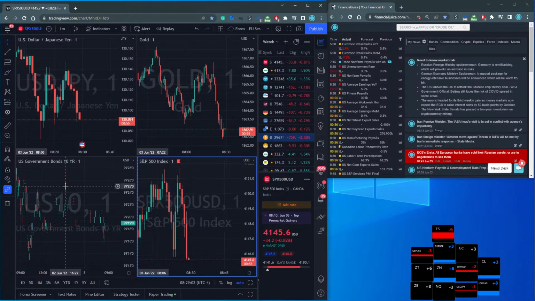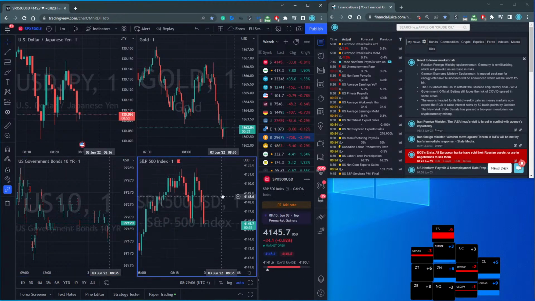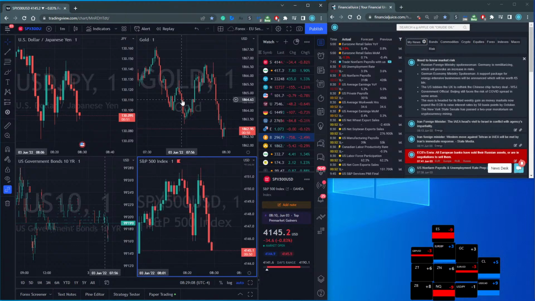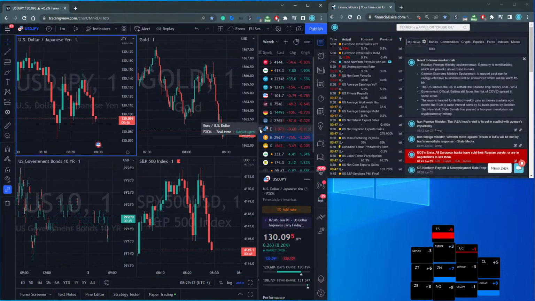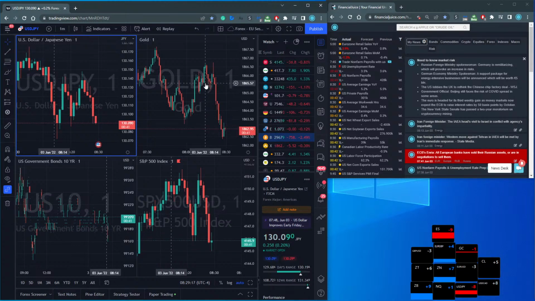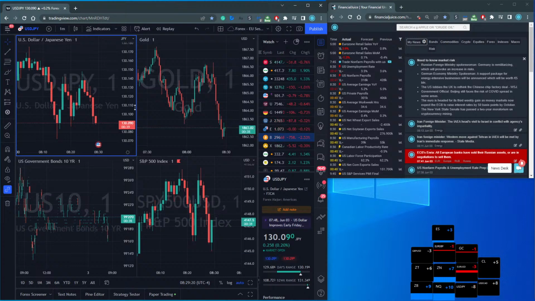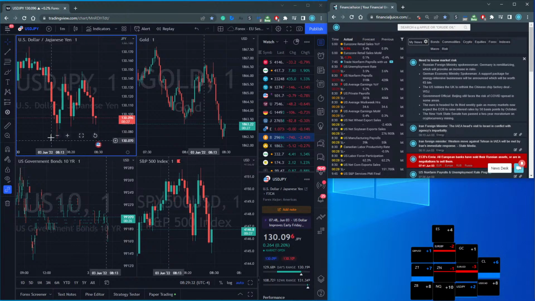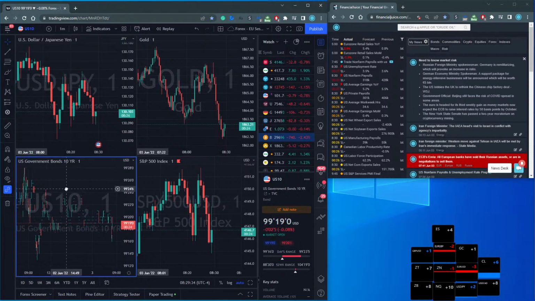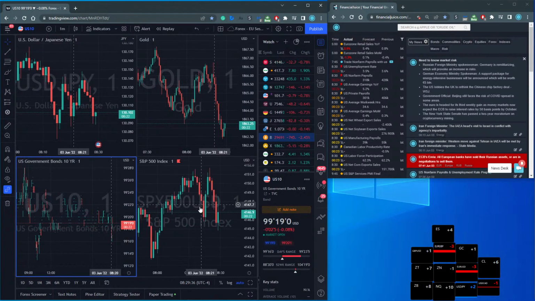So I've got the 10-year bond price here on the bottom left-hand side, the S&P 500. We've got gold, and we've got the dollar yen. I will have a look at the GBP USD, or cable. Of course, that was the biggest mover the last time the data came out, and we'll see if it is still the biggest mover compared to the other currency pairs.